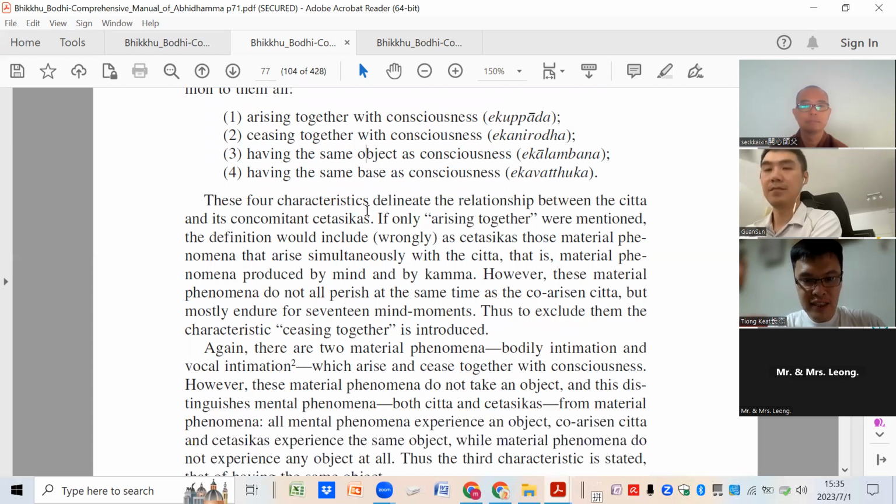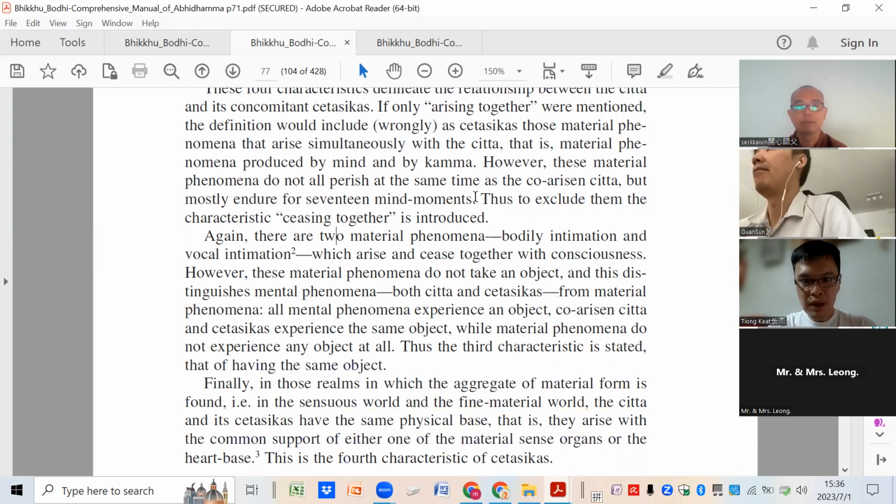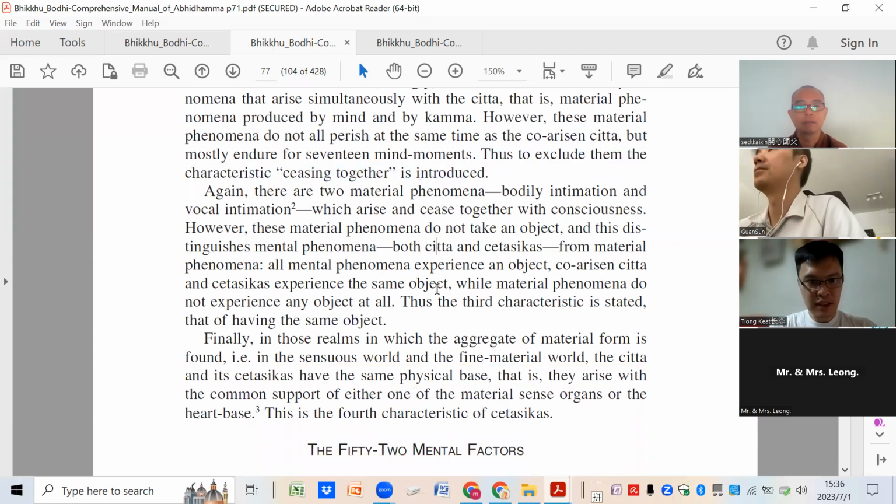These four characteristics delineate the relationship between the citta and its concomitant cetasikas. If only arising together were mentioned, the definition would include wrongly as cetasikas those material phenomena that arise simultaneously with the citta, that is, material phenomena produced by mind and by karma. However, these material phenomena do not all perish at the same time as the co-arisen citta, but mostly endure for 17 mind moments. Thus, to exclude them, the characteristic ceasing together is introduced.